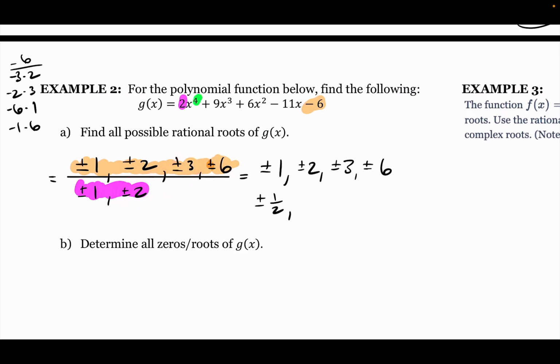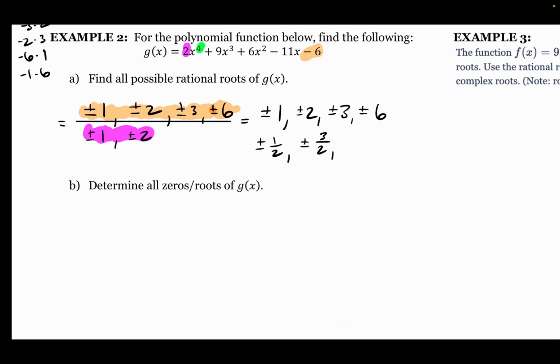Positive and -3/2, or 3/2. And then the last one is 6 divided by 2. That's just 3. 3 is already on my list, so I don't need to write it again. So how many candidates do I have? Not 6, 12. Yeah, each one has 2, right? Each one has 2. So I have 12 again.